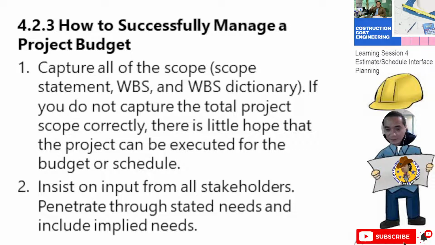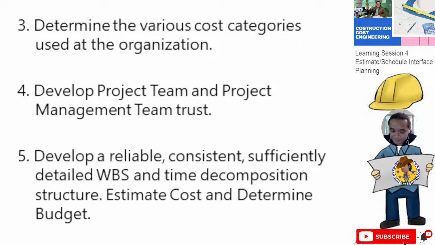Number one is you have to capture all the scope statement, WBS, and your WBS dictionary. If you have not captured the total project scope correctly, there is little hope that the project can be executed for the budget or schedule. Okay, so if not, it will fail surely. Number two, insist on input from all stakeholders. Penetrate through stated needs and include implied needs.